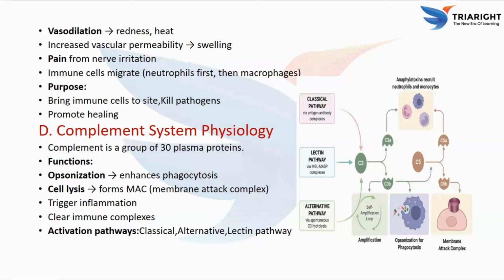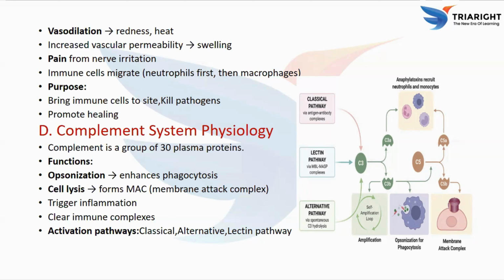Here there is a diagram showing you the three entry points: the classical pathway, which is triggered by antibody binding; the lectin pathway, which is triggered by MBL; and C5b triggers MAC formation, the membrane attack complex.